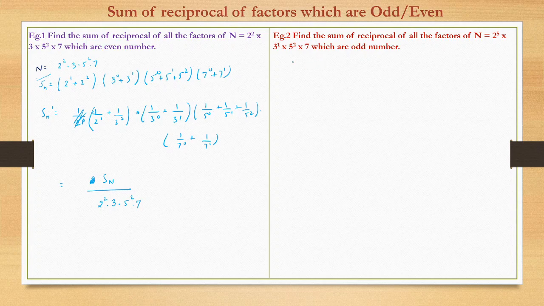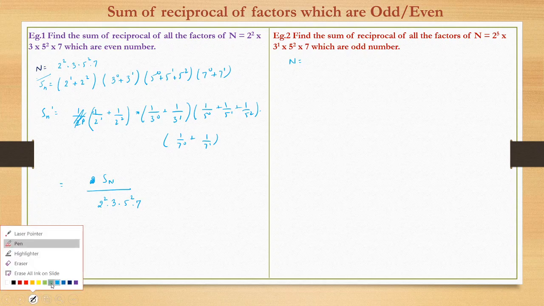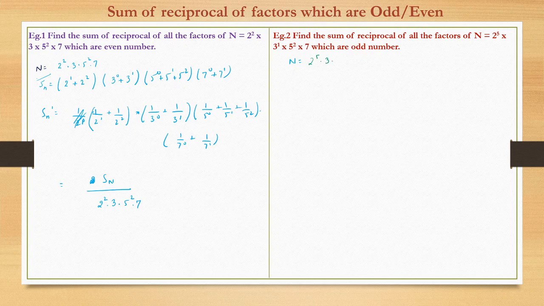Now if the numbers are odd, so here the number is the same as we had in the previous question. So we have to find the sum of reciprocals of all the factors which are odd numbers. Now imagine a question where the task was to find the sum of all the factors which are odd numbers, not the reciprocal, only the sum of the factors which are odd numbers.